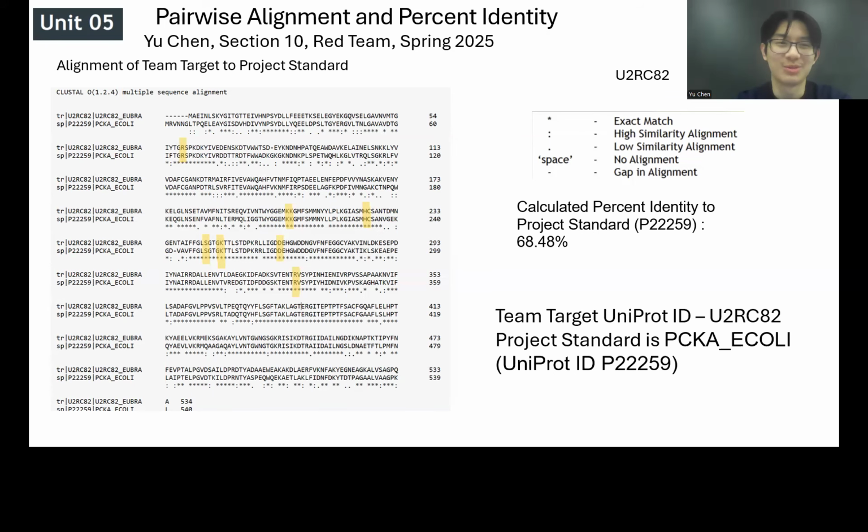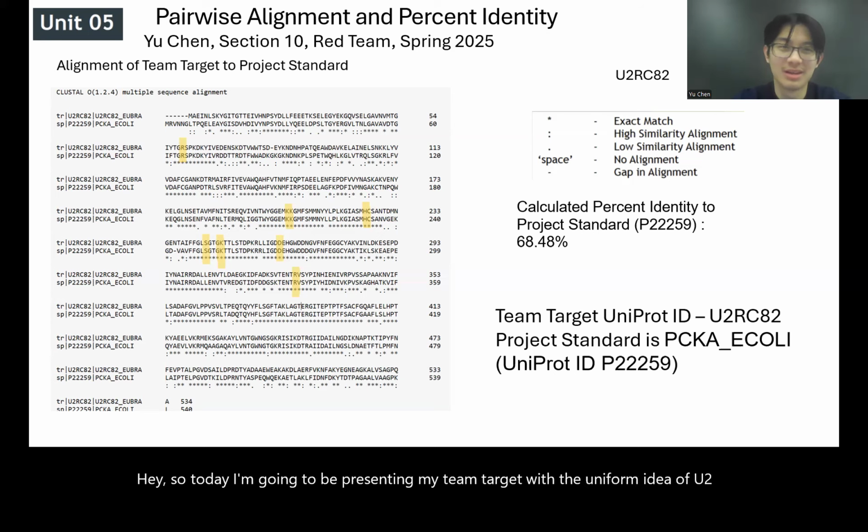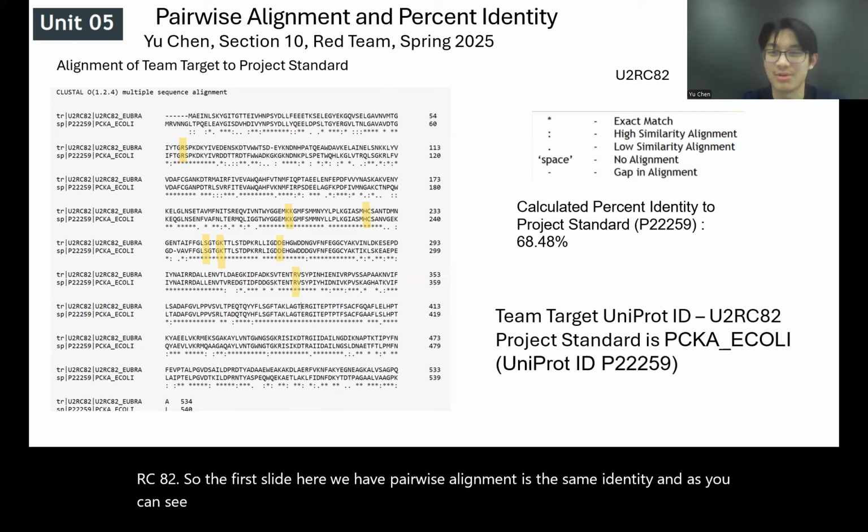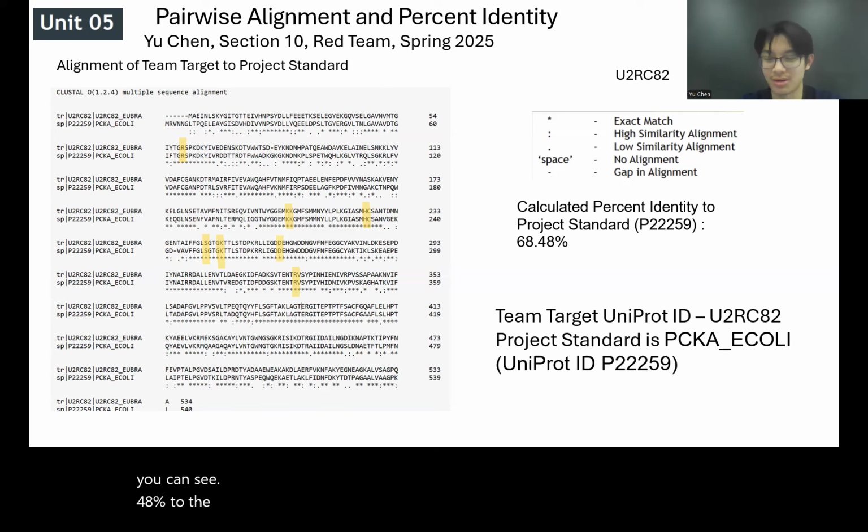Hey, so today I'm going to be presenting my team target with the UniProt ID of U2RC82. So the first slide here, we have pairwise alignment and percent identity. And as you can see, we have a calculated percent identity of 68.48% to the project standards. So it's a little farther.